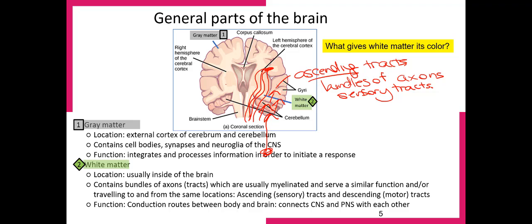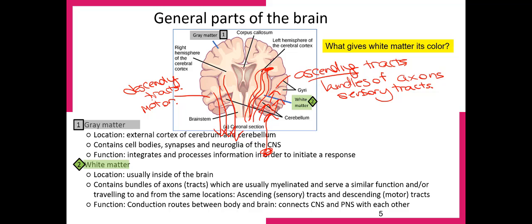The other type of tracts are descending tracts. Descending tracts send information down to other parts of the body. And the information that it sends down tells a part of the body to do something. So they are also motor tracts, because they tell the part of the body to have an action, to have a motor effect. And so they're descending or motor tracts.